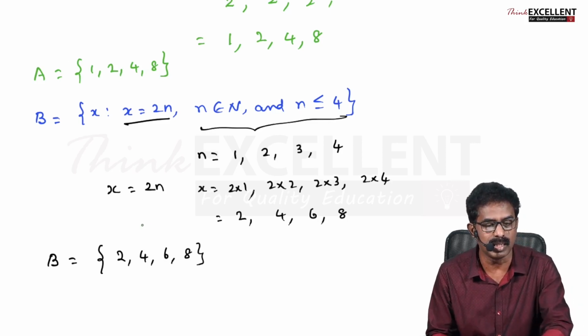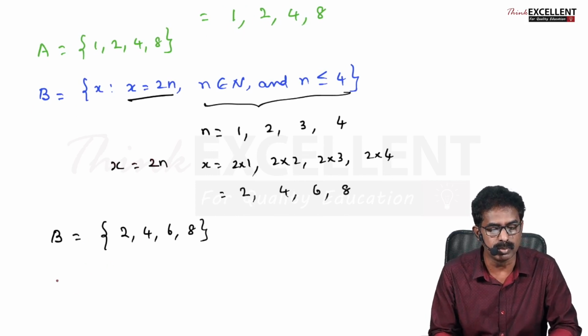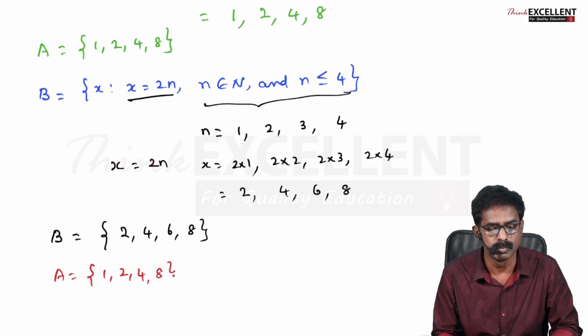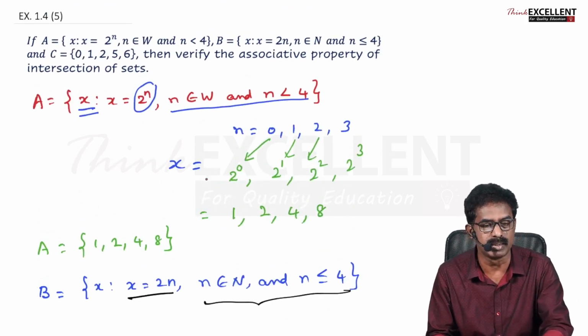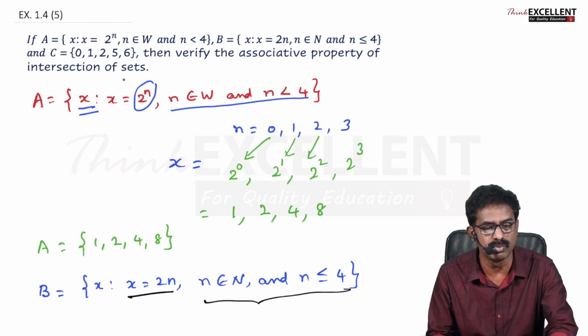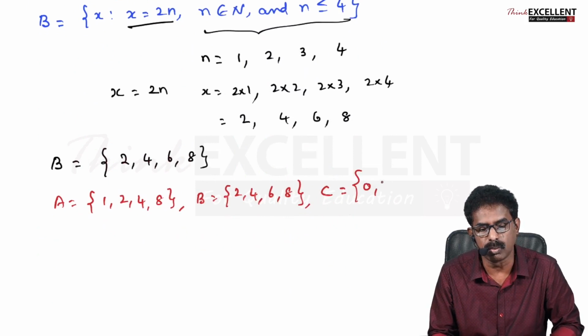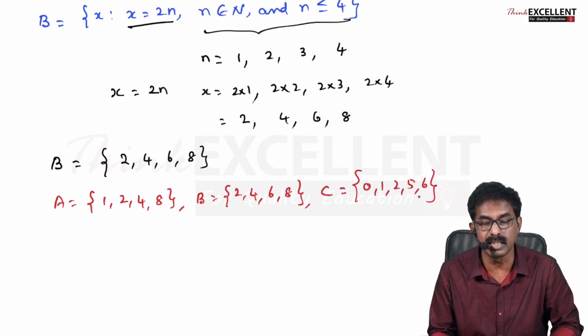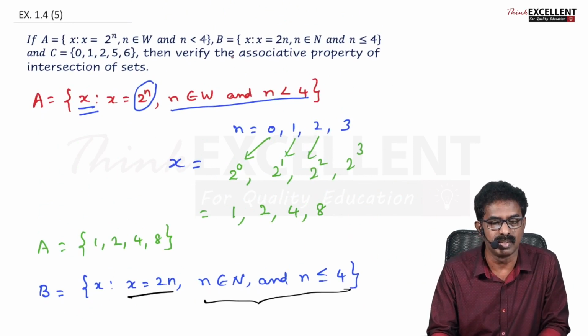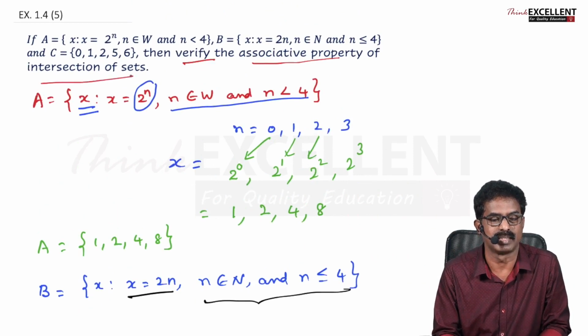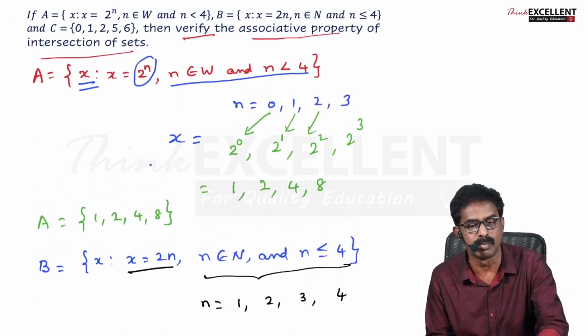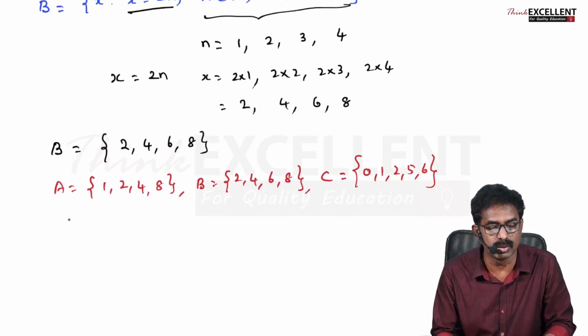Now I'm going to write them together and let us see what they asked to find. So A equal to {1, 2, 4, 8}, B equal to {2, 4, 6, 8}. And C is given in roster form itself, right? {0, 1, 2, 5, 6}. Okay, all the three sets you know. Now you see what they asked to find. Verify. What do you have to verify? Associative property of intersection. That you know how to do, just to help you a little bit.